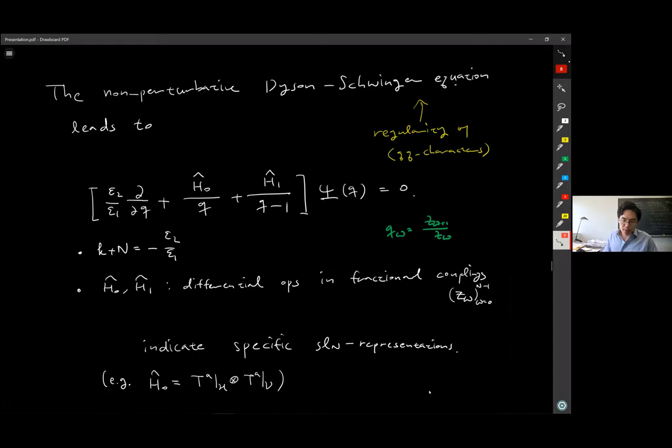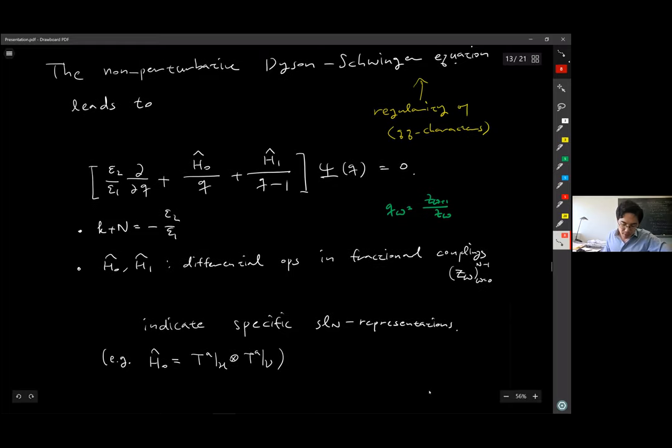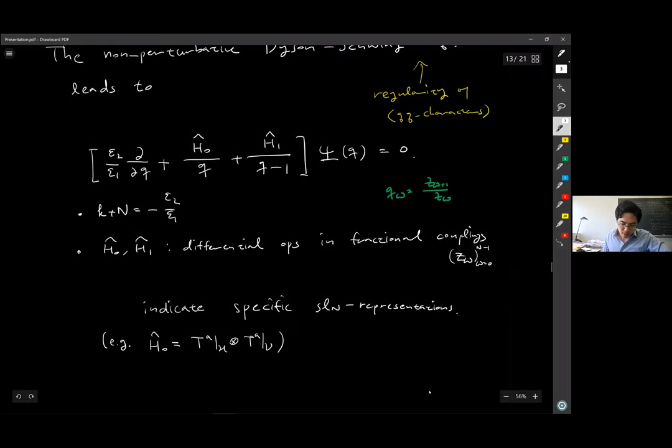So to match with the 2D side, we really have to say how these h0 and h1 are given by the SLN action on specific SLN representations. As I told you, this h0 in the conformal field theory on the 2D side was the SLN generators acting on H tensor V. So that means these differential operators give rise to certain SLN representations.